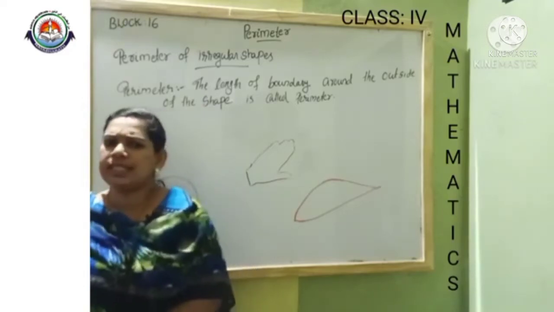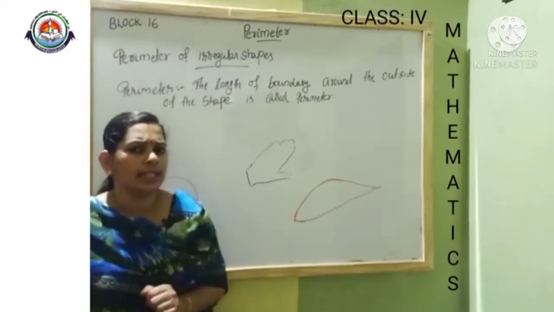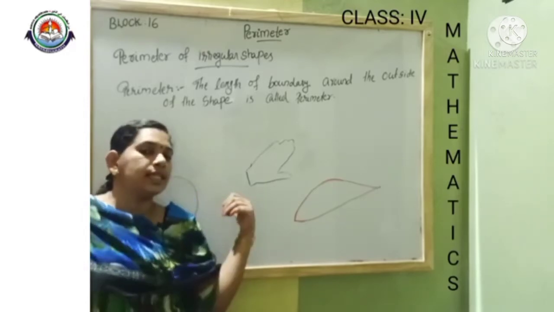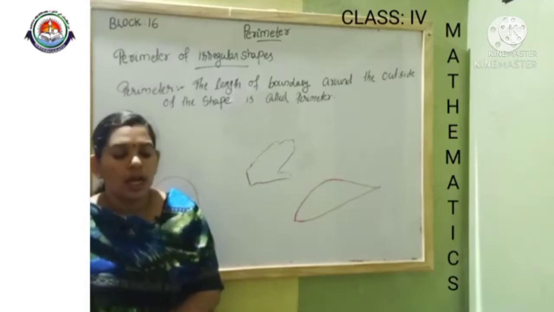The circle's perimeter, we are saying. One name is that. What is that? You already learned that. Yes, circumference. So you want to find the circumference. How do you measure it?